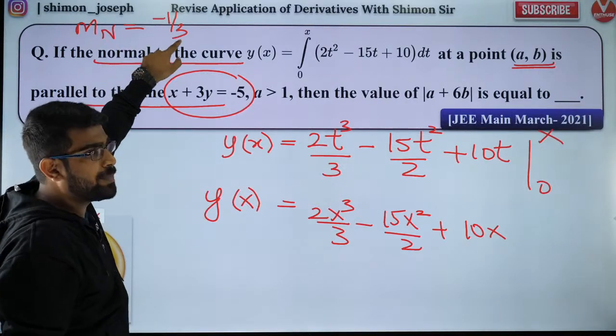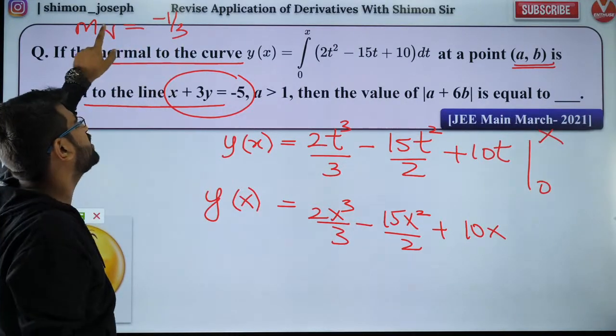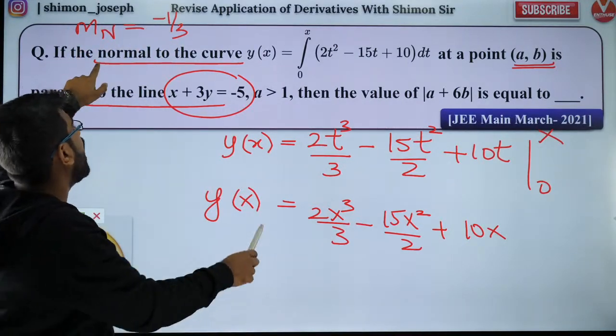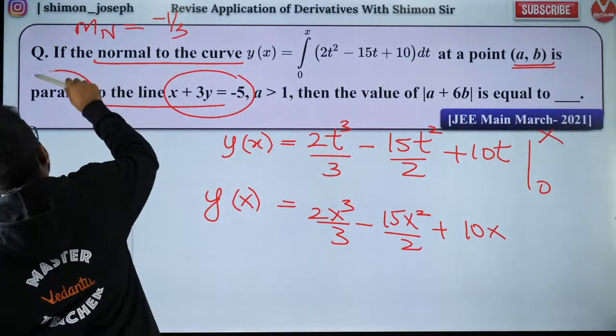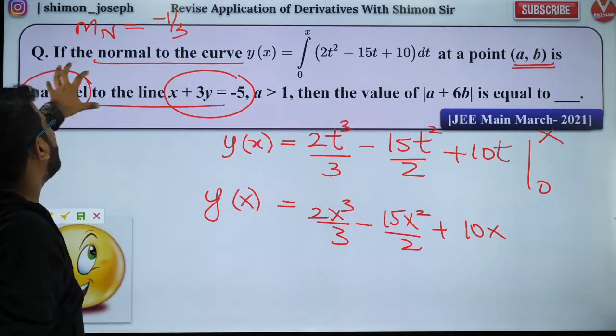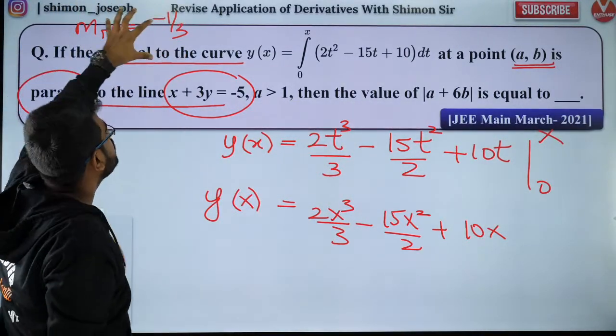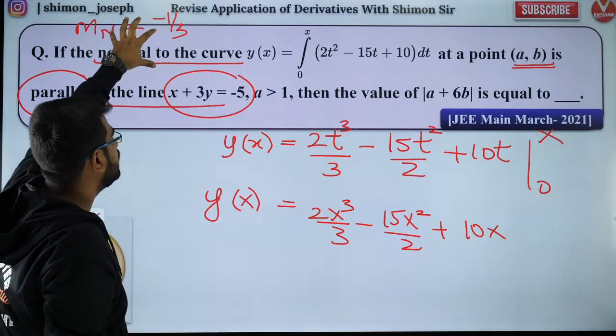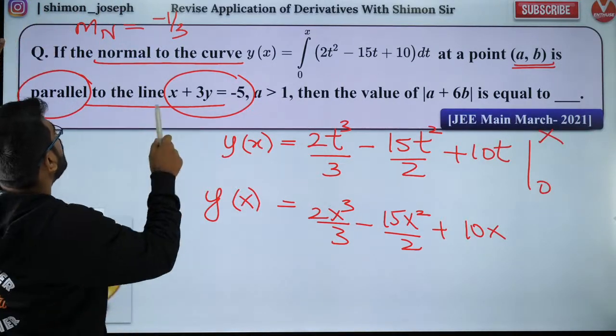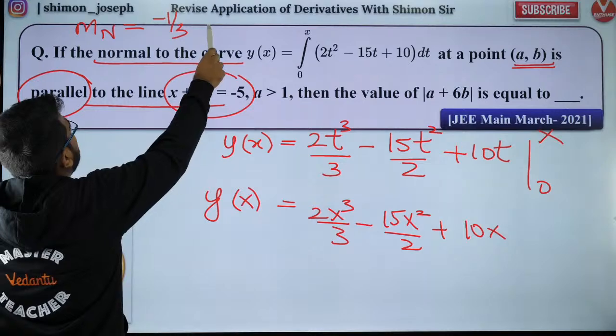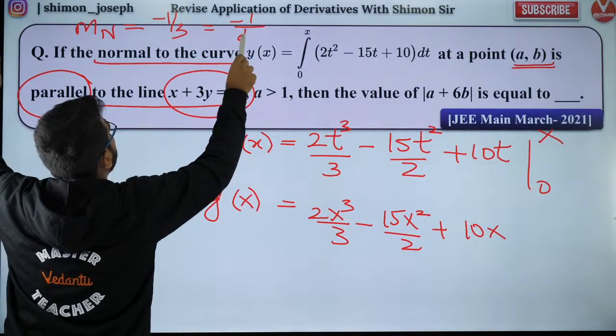That is why it is minus 1 by 3, and that will be equal to the slope of the normal, because the normal is parallel to this line. So if they are parallel, then the slopes are equal. So I found out the slope of the normal. Now what is the slope of the normal? The slope of the normal is nothing but minus 1 by dy by dx.